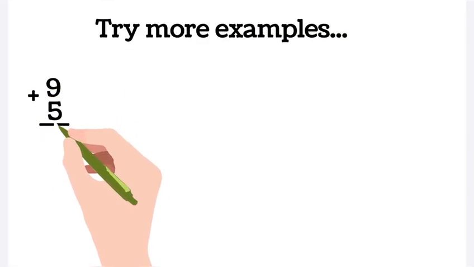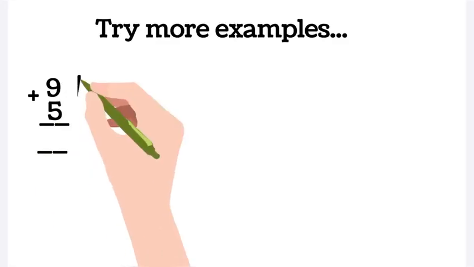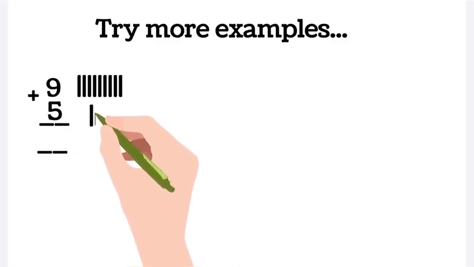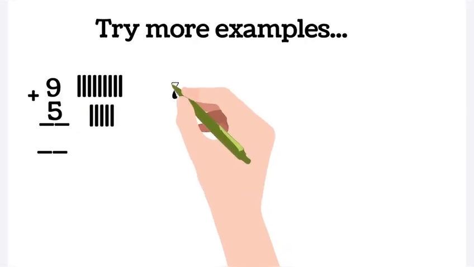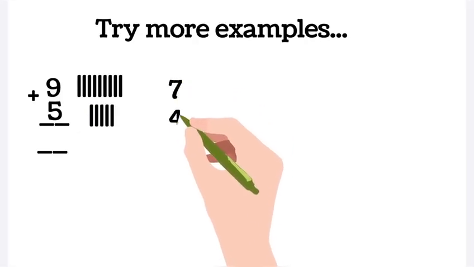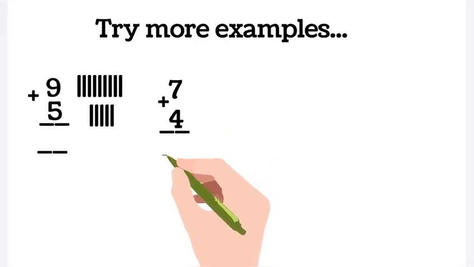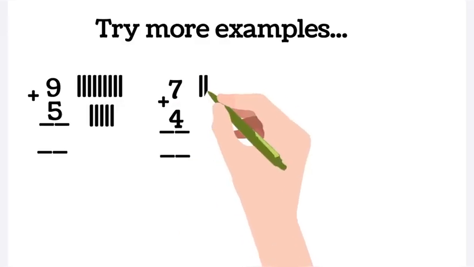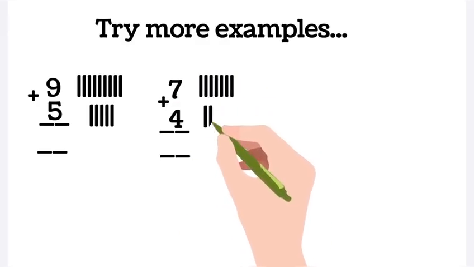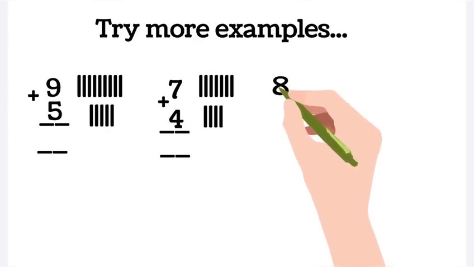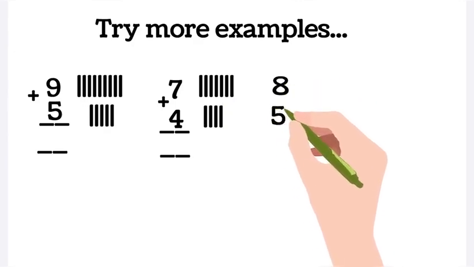First example is adding 9 and 5. Second example is adding 7 and 4. Use the same method to add these numbers. Draw lines for each number and simply count them. Third example is adding number 8 and number 5.